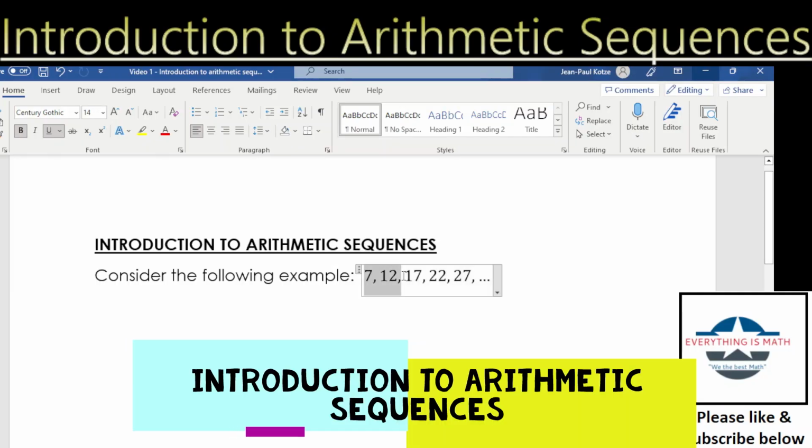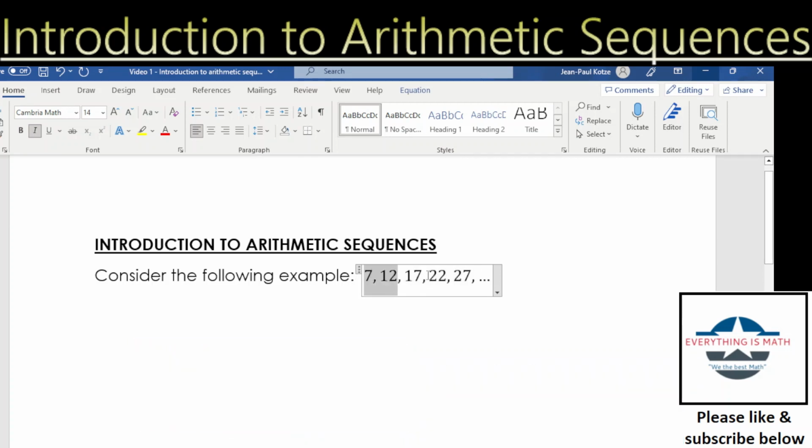What do you notice about this pattern? What are you adding every time to get to the next number? 5, 5, 5, 5, 5. Okay, so 5 is the constant difference between the terms.